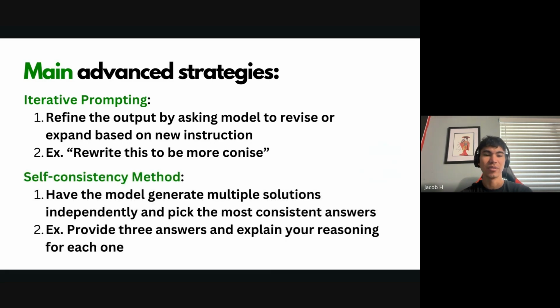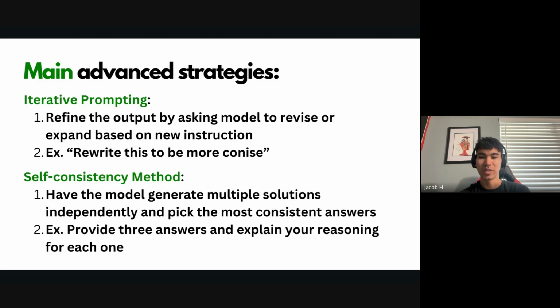And then the next one is the self-consistency method. This is having the model generate multiple solutions independently. That's the key word there, independently. That's what makes this different from tree of thought, and then pick the most consistent or relevant answers. For example, let's say you go into ChatGPT and do one prompt asking for the answer to a math problem. You look at that and then you do another prompt independently asking the same question. You can do this a couple times and then pick the best answer out of it. But again, this is independent. That's what makes it different from tree of thought.